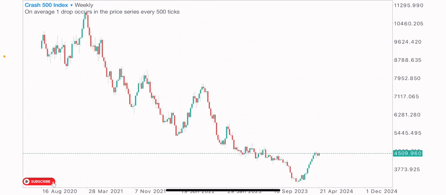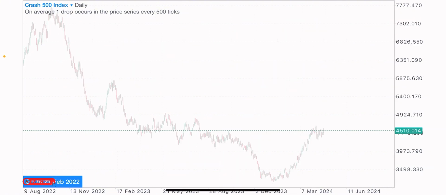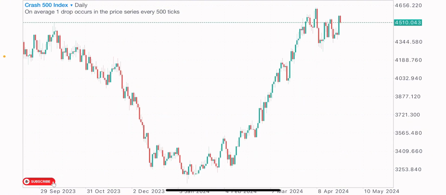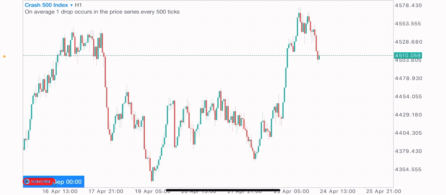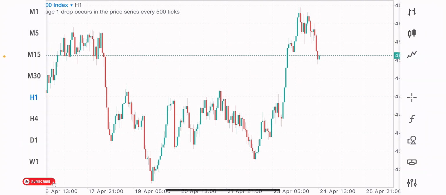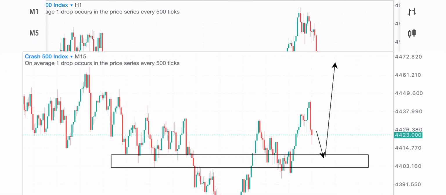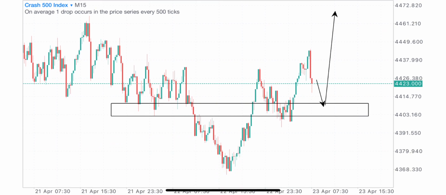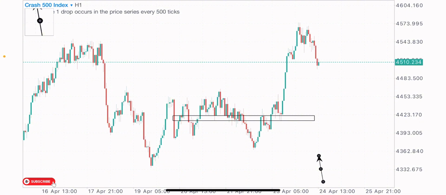So, okay, let's analyze Crash 500 index because I dropped a buy setup on this index and it played out very well. It played out nicely well, right? I dropped a buy setup on Crash 500 index at this point. I shared the buy setup to my public Telegram channel here. Got the buys at this zone, and you can see how well this index bought after then.